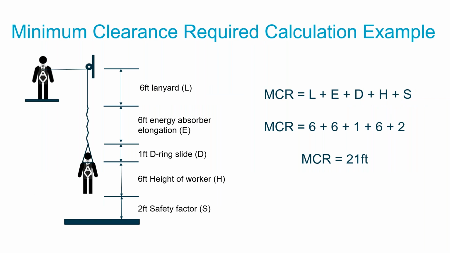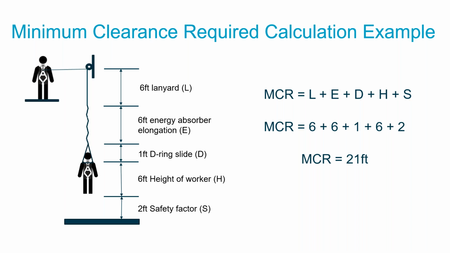So in this example, a 6-foot tall worker is using a 6-foot lanyard with an energy absorber that can elongate to 6 feet. Using 1 foot for a D-ring slide and a 2-foot safety factor, the worker would need approximately 21 feet of minimum clearance below the anchor point. Regardless of where the anchor point is located, the worker requires 21 feet of clearance below that anchor point to safely arrest their fall and prevent them from coming into contact with obstructions below.